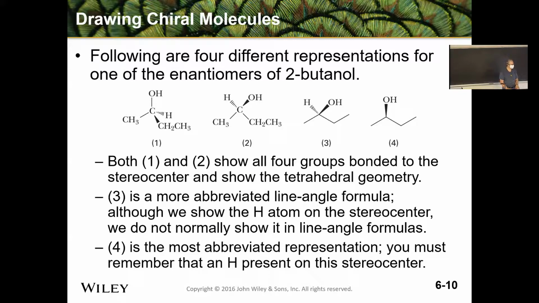Okay, so these are different representations of 2-butanol. Okay, the point here of this slide is that in this last representation, okay, there is a hydrogen here that's implied that's going back. Okay, it has to go back because of the tetrahedral shape. Okay, so this is a more accurate representation of the line angle formula. Okay, you can't have both these groups coming forward.